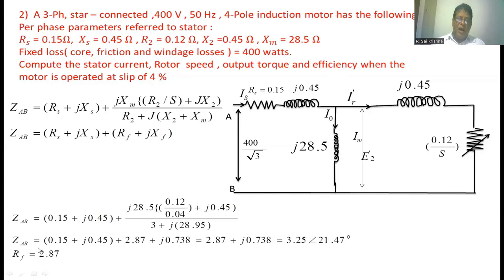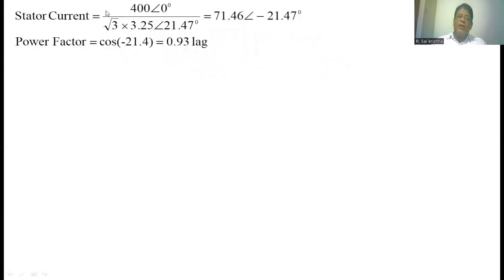See here, RF is nothing but the resistance component in the rotor circuit. So RF equals 2.87. Now stator current equals per phase voltage divided by the impedance. So 400 at angle 0 divided by root 3 gives the per phase voltage. Already we calculated the impedance between A and B, 3.25 at angle 21.47. Finally, we are getting 71.46 at angle minus 21.47. The power factor equals cos of minus 21.47 degrees. We are getting 0.93 lag.